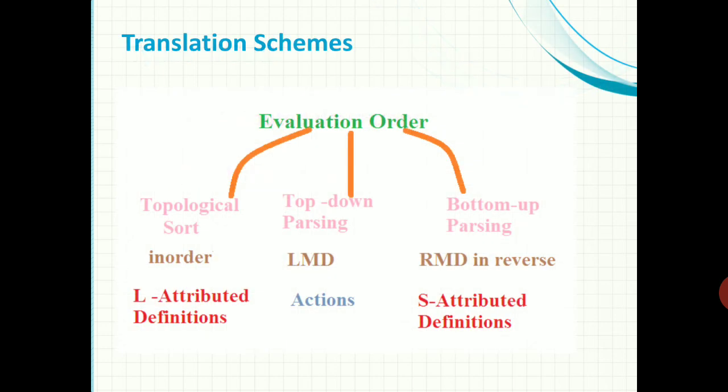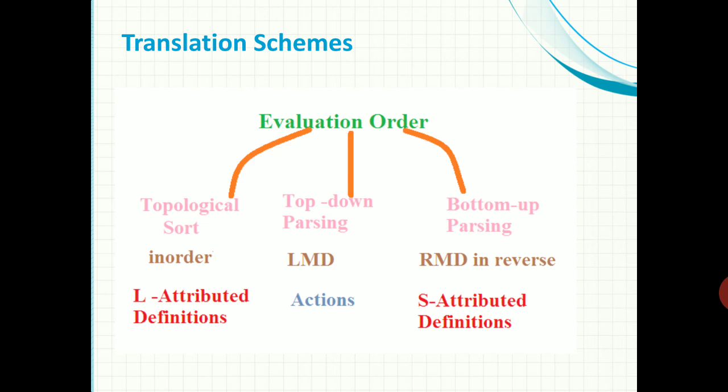So the evaluation translation schemes will provide the implementation details. That is, the SDT will give the abstract view, then it will give the detailed view. That means it will provide the evaluation order. The evaluation can be performed by either topological sort or top-down parsing or bottom-up parsing.